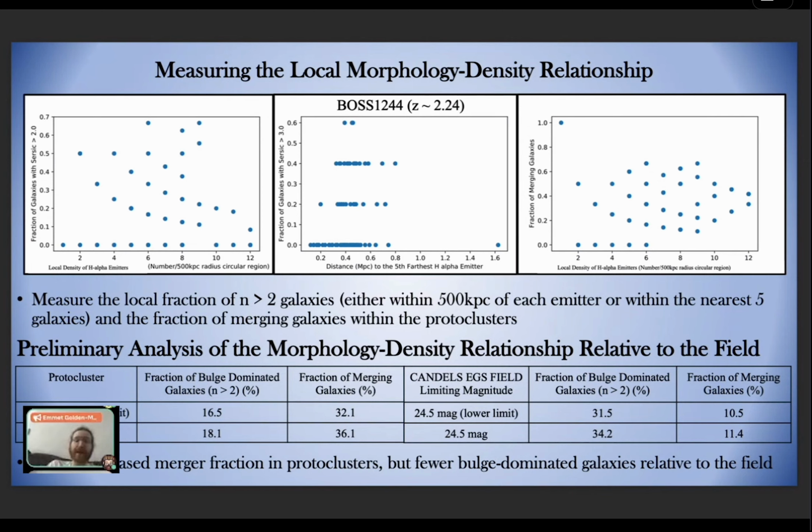So what this might mean is that, in general, the protocluster environment is not going to be causing morphology changes, but it is going to be causing an increase in mergers, which could then eventually lead to a greater number of morphologically elliptical galaxies.